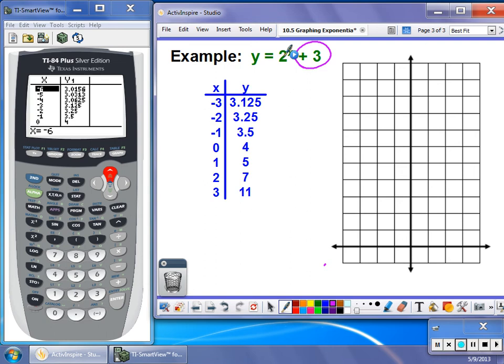So I'll create my table, and then I'm going to put these dots on this graph. So negative 3. I need my pencil, and then up 3.125, 3.25, 3.5, 4, 5, 7, and 11. So now when we look at this curve, again, we can see it does have an asymptote, but our asymptote is no longer the x-axis. Now my asymptote's way up here, okay, where y equals 3. Okay, so this value will control where your asymptote is. And that's all you need to know about graphing exponential functions.